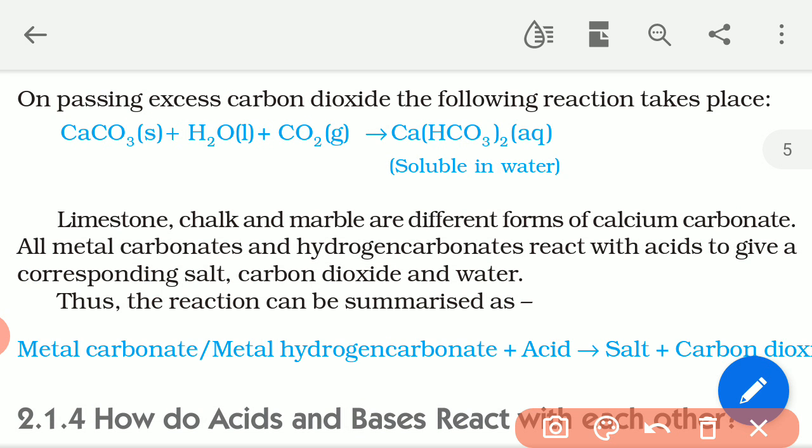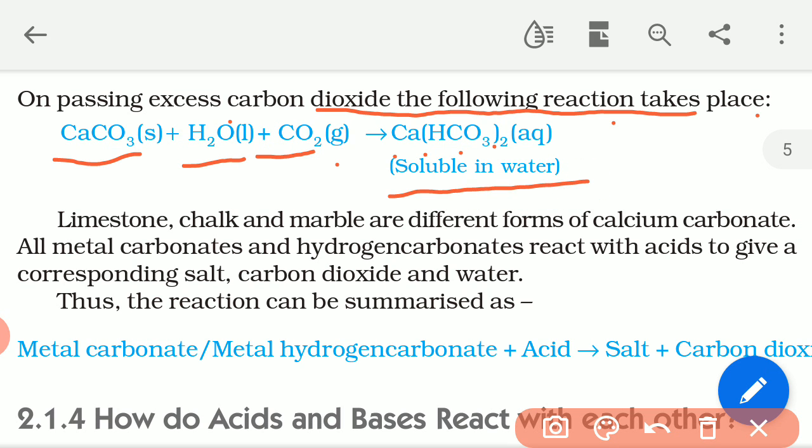Now on passing excess carbon dioxide, the following reaction takes place. When calcium carbonate is formed and an excess amount of carbon dioxide is added, then CaCO3 plus H2O plus CO2 gives Ca(HCO3)2, a solution in water: calcium hydrogen carbonate. Limestone, chalk, marble are different forms of calcium carbonate.